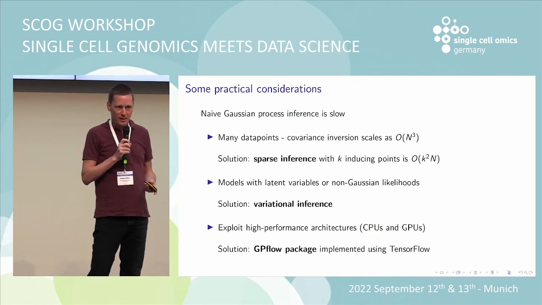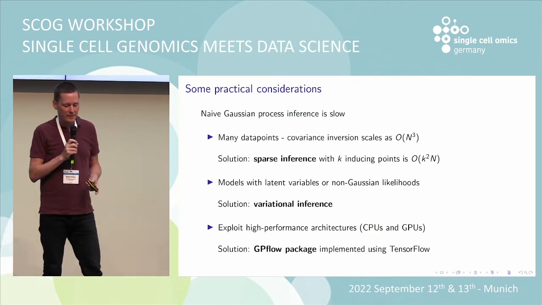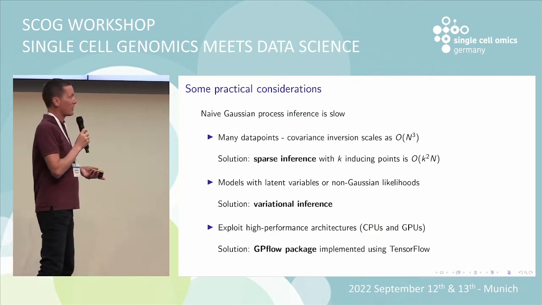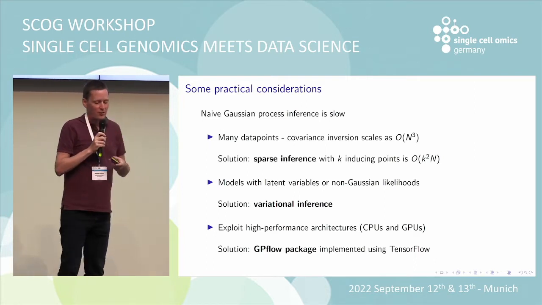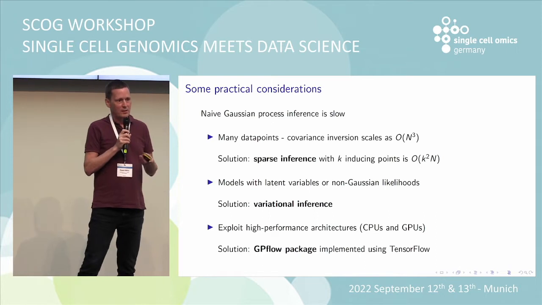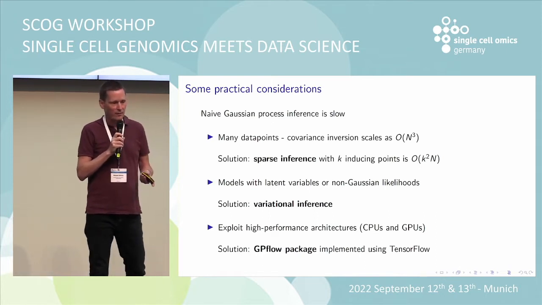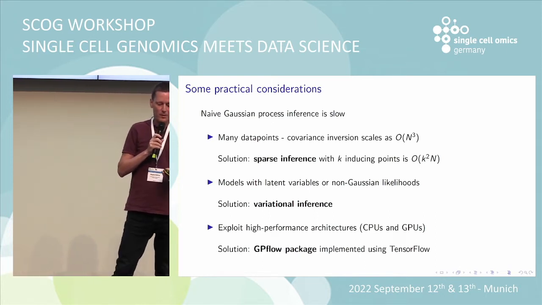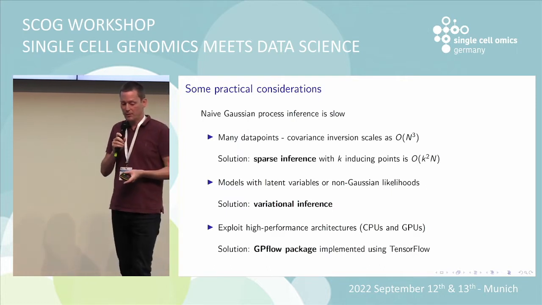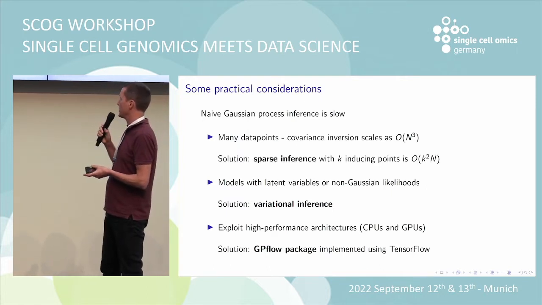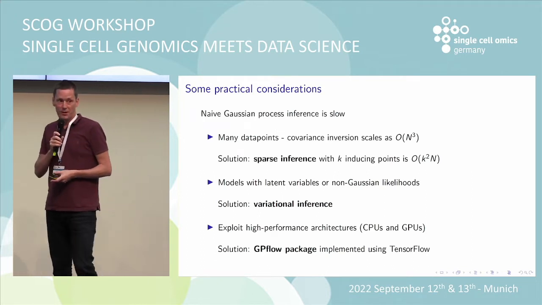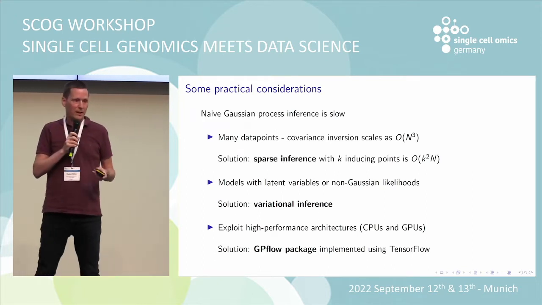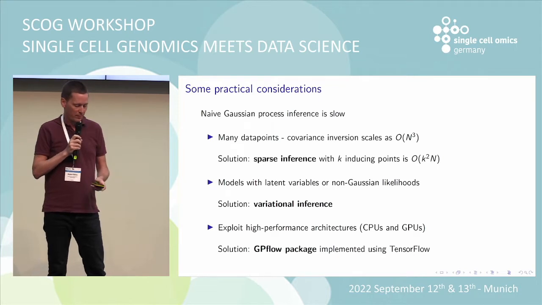Now there's some practical considerations. So Gaussian process inference is slow if you do it naively. So we use something called sparse inference to speed things up. Sometimes you have non-Gaussian elements of the likelihood, or you have latent variables, and then you have to use something called variational inference or some other kind of approximate inference. And the methods I'm showing today are implemented in the GPflow package, which also allows you to use GPUs as well as CPUs.